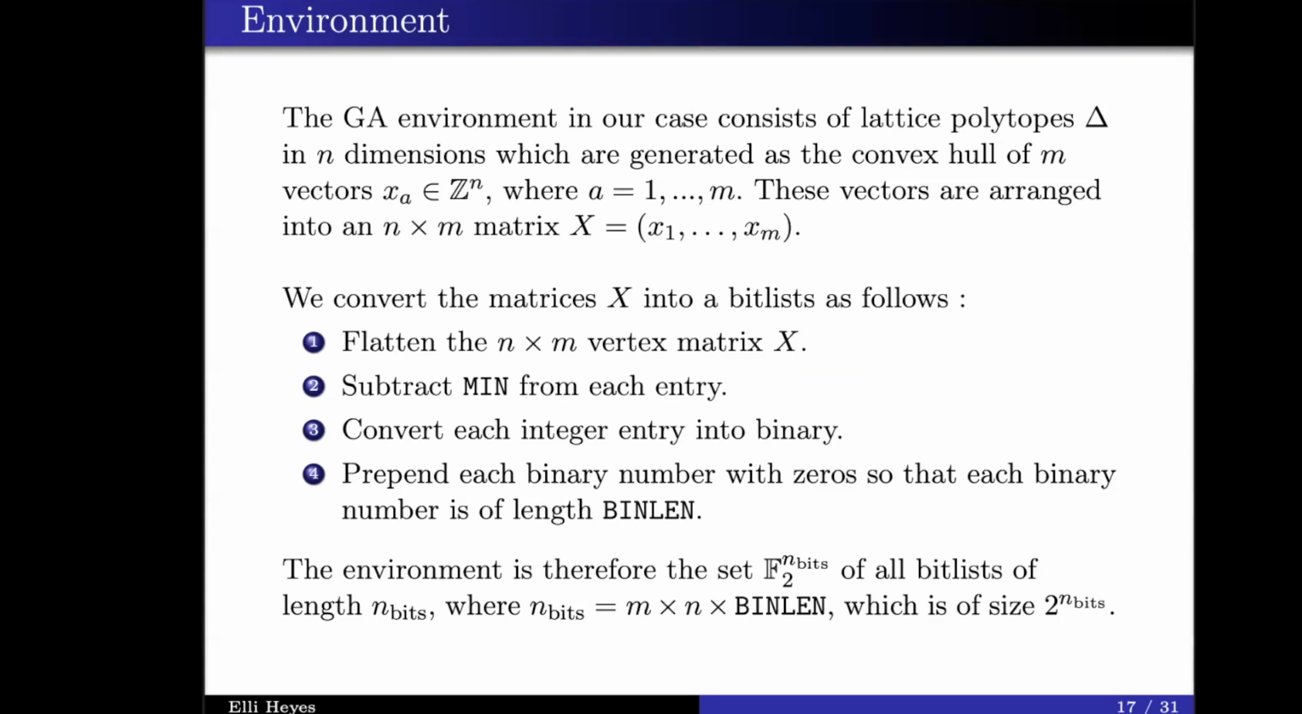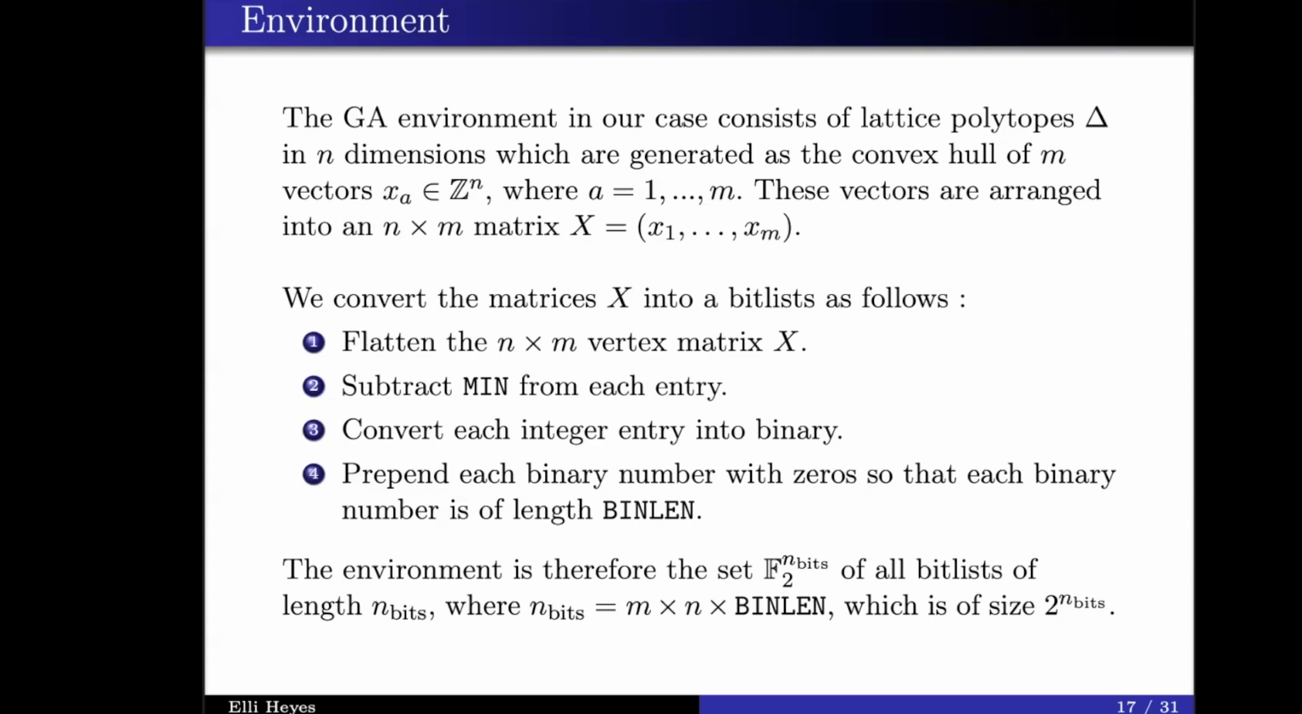So we want to convert these vertex matrices into bit lists. The way we do this is, first of all, flatten the matrix column-wise to get a 1D list. Then we subtract a negative number, min, from every entry. This just ensures that every entry in the list is positive. The next thing we do is convert each of the positive integers into a binary number. And finally, prepend all of the binary numbers with some zeros just to ensure that they're all of the same length.